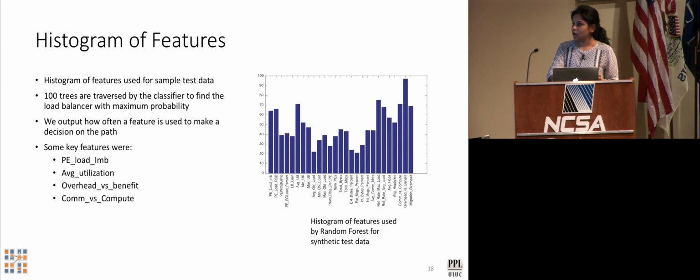This is a histogram of all the 25 synthetic test cases. The histogram shows us how the features were used by all the 100 trees. These are basically features in the internal nodes of the trees that were used for prediction. Some of the key features that we found were the PE load imbalance and average utilization of PEs, and the overhead versus benefit, which was another key feature that we expected the model to pick up. And communication versus computation was another key feature that the model picked up.